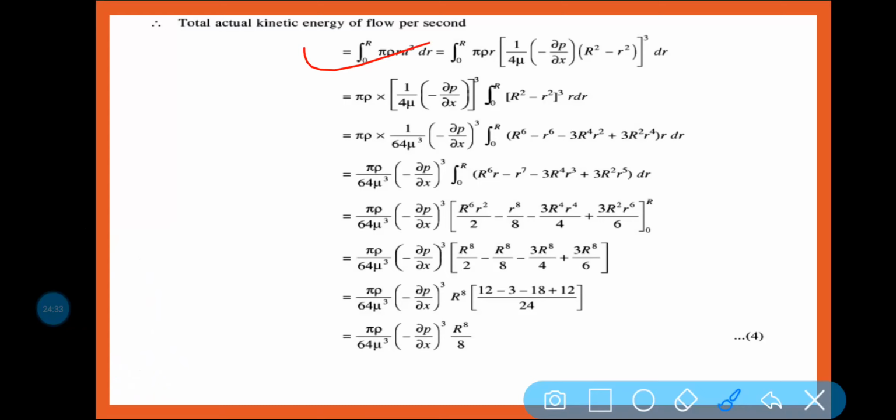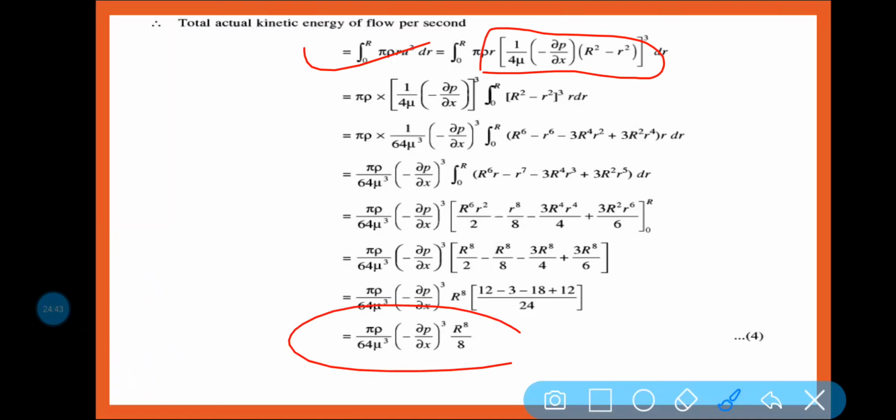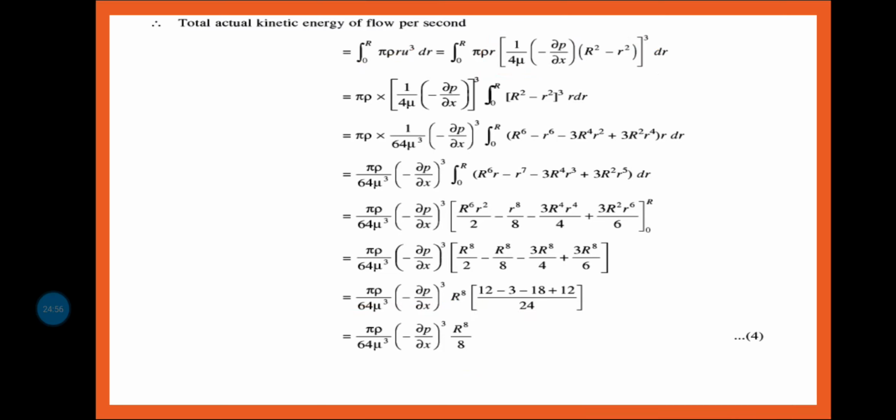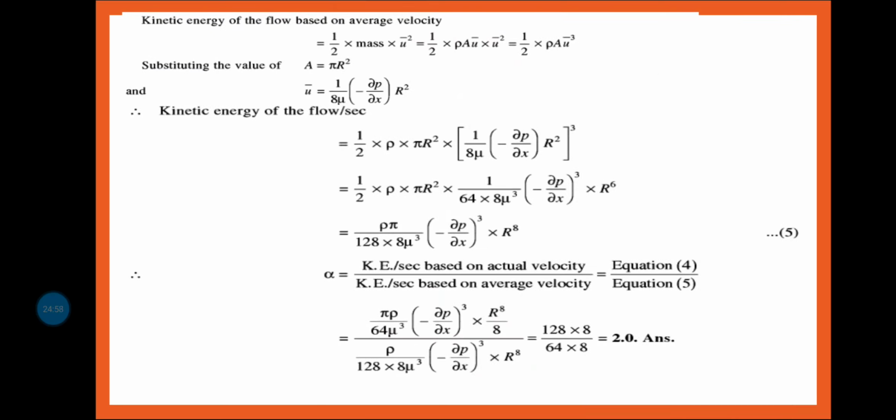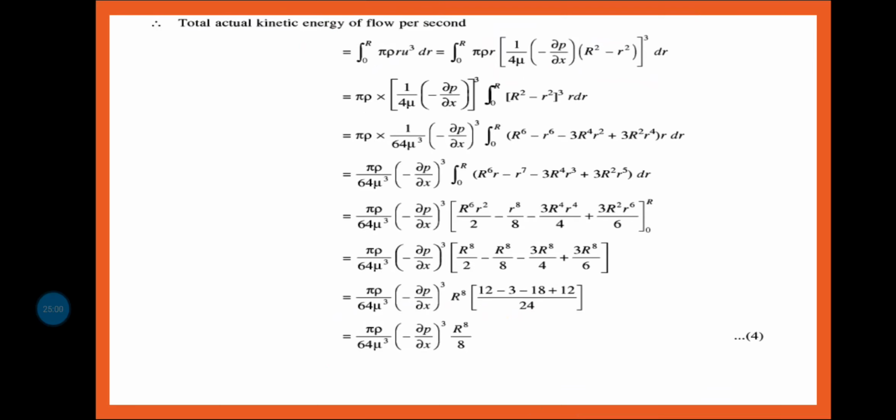Now put the value of u. So this is the value of u. Okay, now again simple integration. After integration you will be getting pi rho by 64 u cube into minus del p by del x whole cube into r to the power 8 by 8. So keep it in your mind, this is the actual kinetic energy per second.